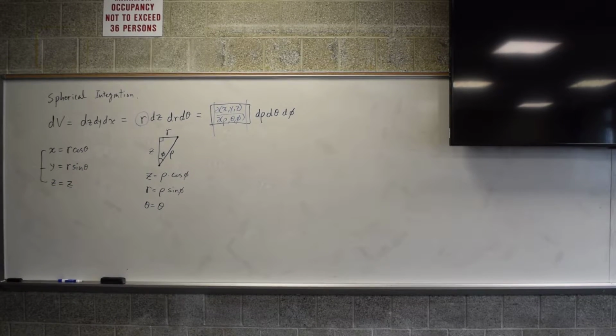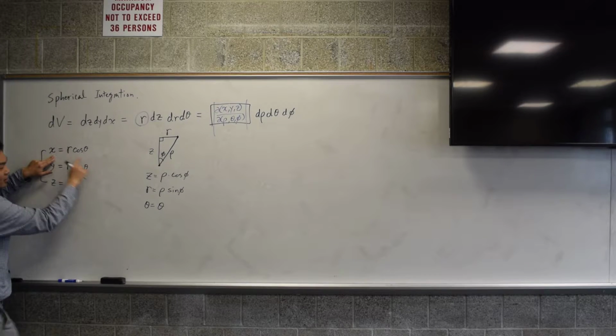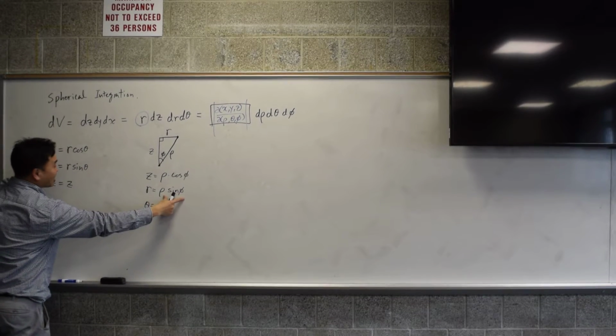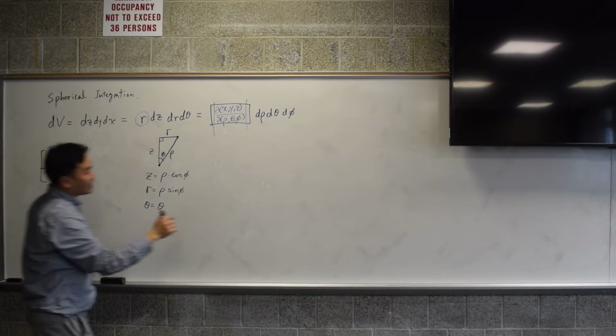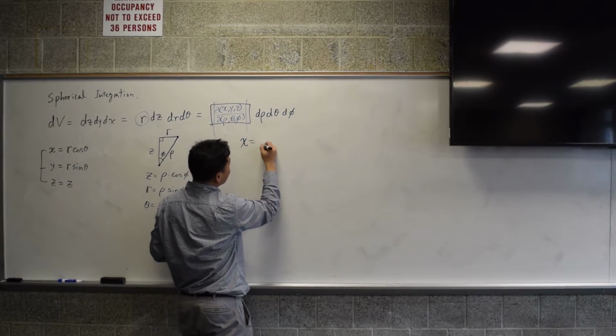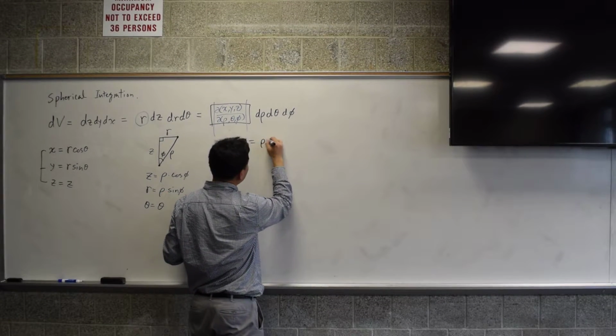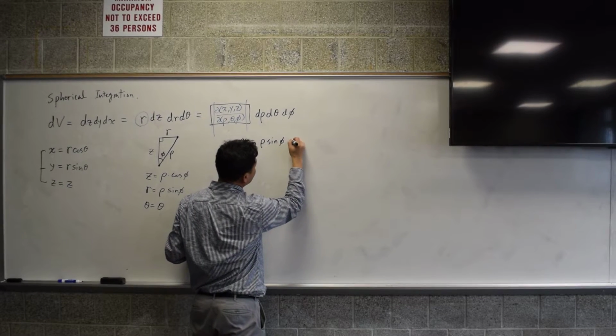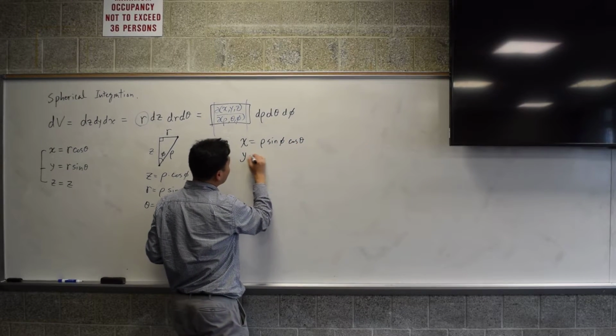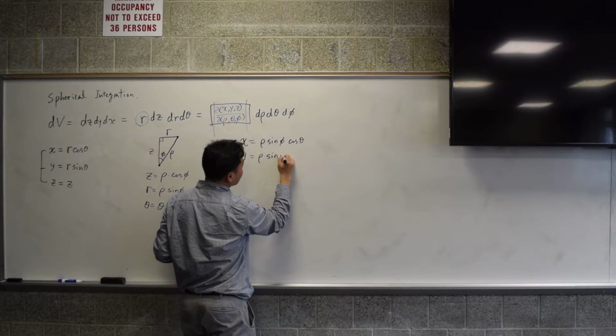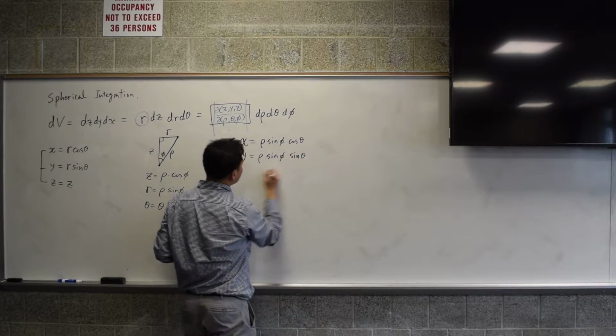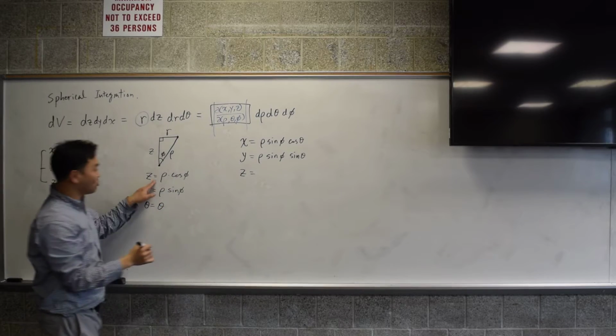Right? Now, if I put these two together, then it gives me the relationship between x, y, z and rho, theta, phi, because see, x is r cosine theta and r is rho sine phi. So if I take this and replace this r, I get the relation that x must be rho sine phi times cosine theta. y must be rho sine phi times sine theta. And z must be, well, z is here. z is rho cosine phi.